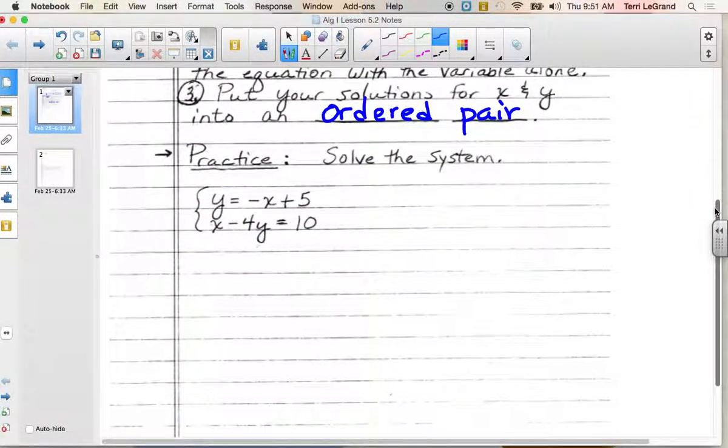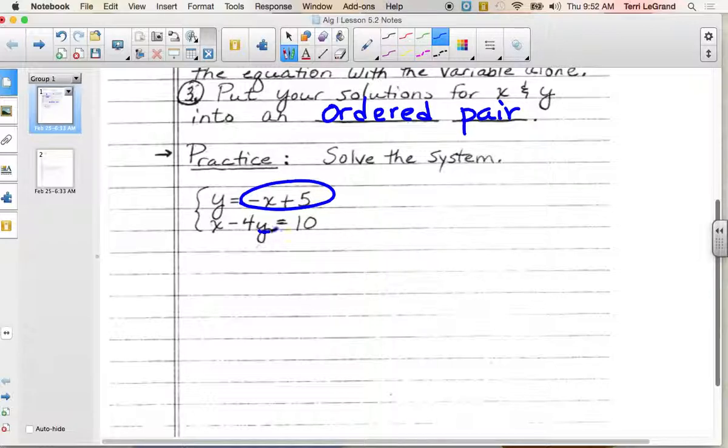Okay, so let's look at this system of equations we have here. Are either of the equations solved for either x or for y? Okay, the first one or the second one? First one, and it's solved for what? Y. It is solved for y. Y is by itself. We're going to take that expression that it says y is equal to, negative x plus 5. You remember that's what equal means. Negative x plus 5 is the same as y.